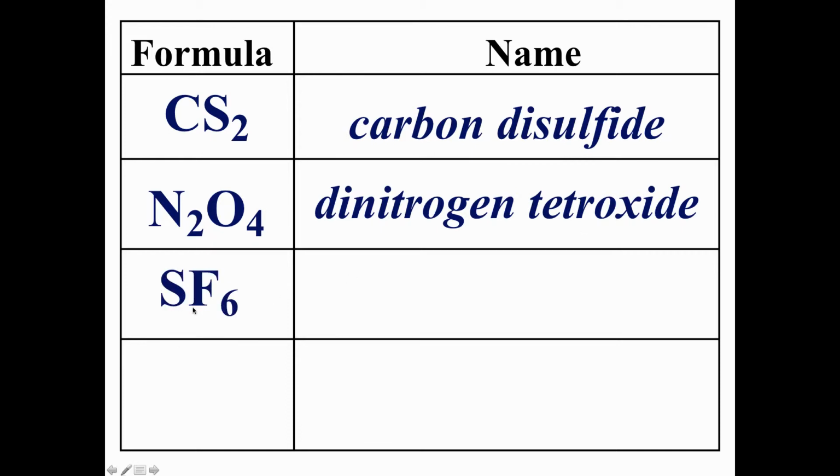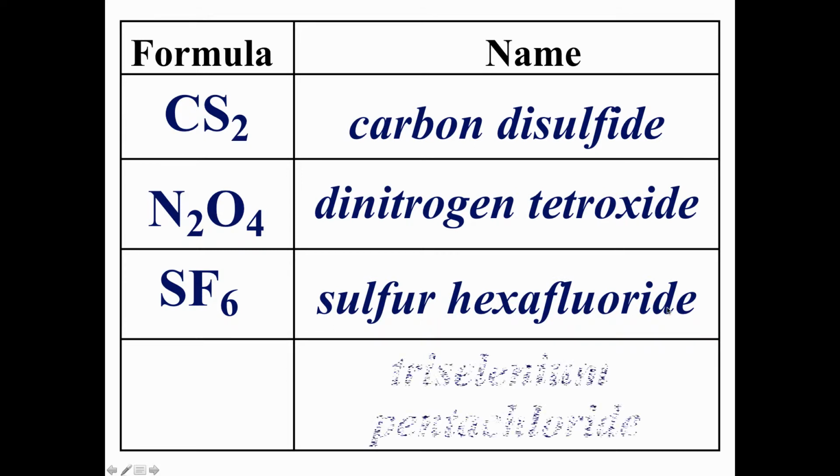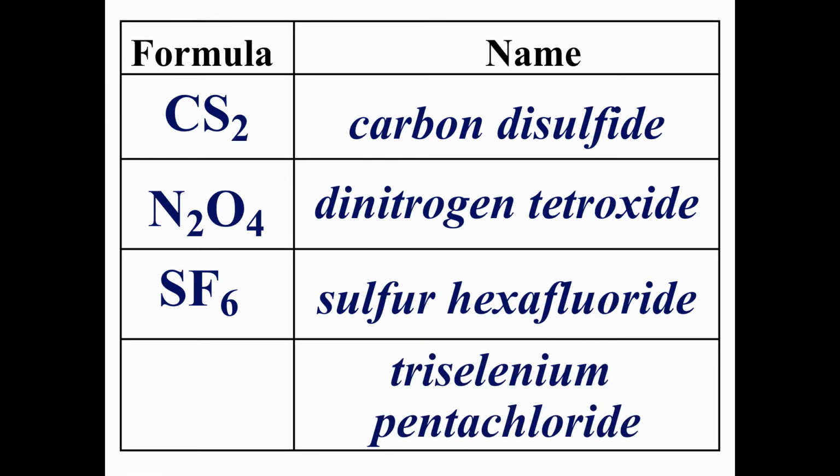SF6, sulfur and fluorine. Fluorine becomes fluoride. 6 is hexa, so this is sulfur hexafluoride. And one more going from name to formula, triselenium pentachloride: 3 for tri and then selenium, and penta is 5, and then chloride comes from chlorine, so Se3Cl5.